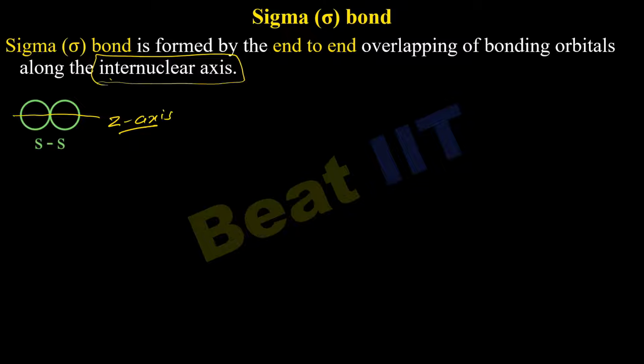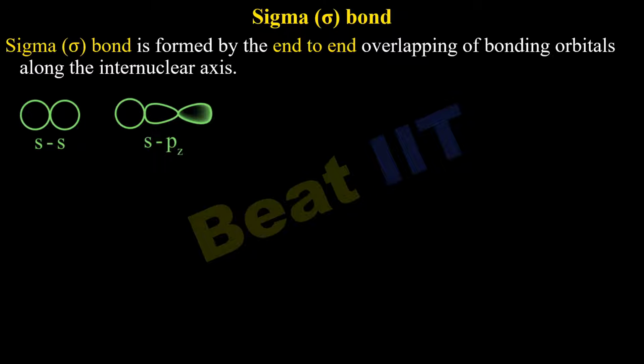Another possibility of end-to-end overlapping is one s orbital, another p orbital. But as I said, along the internuclear axis, it will be z-axis. So it means the p orbital here is pz. Only pz can form sigma bond, not any other p orbital.